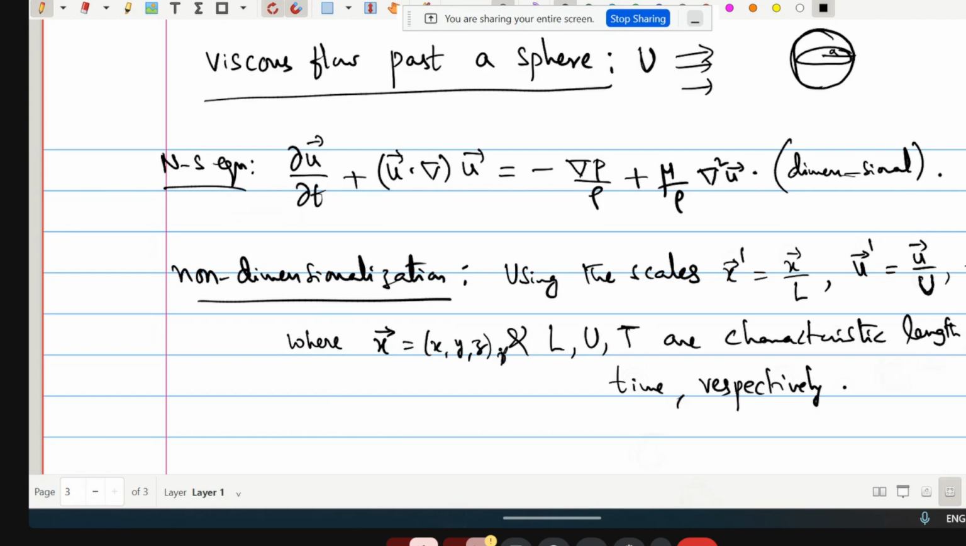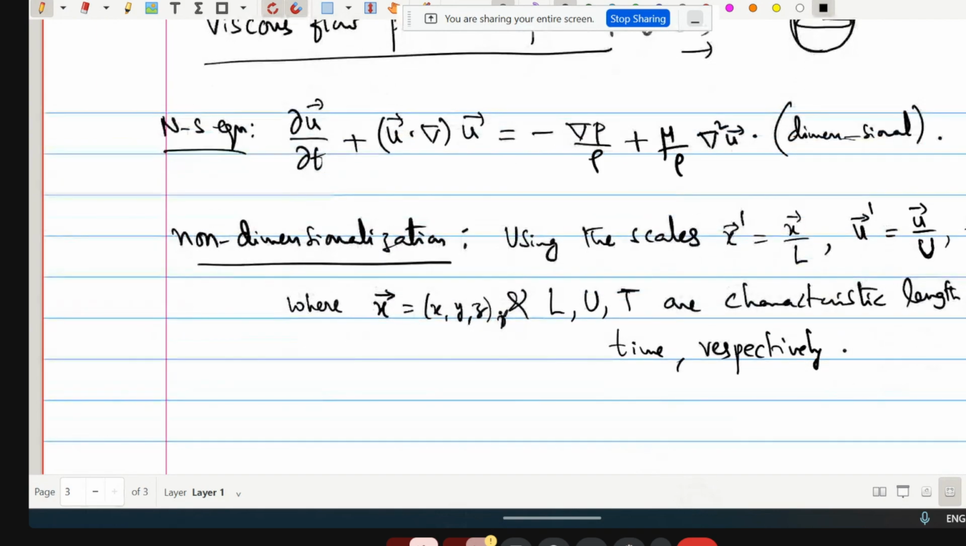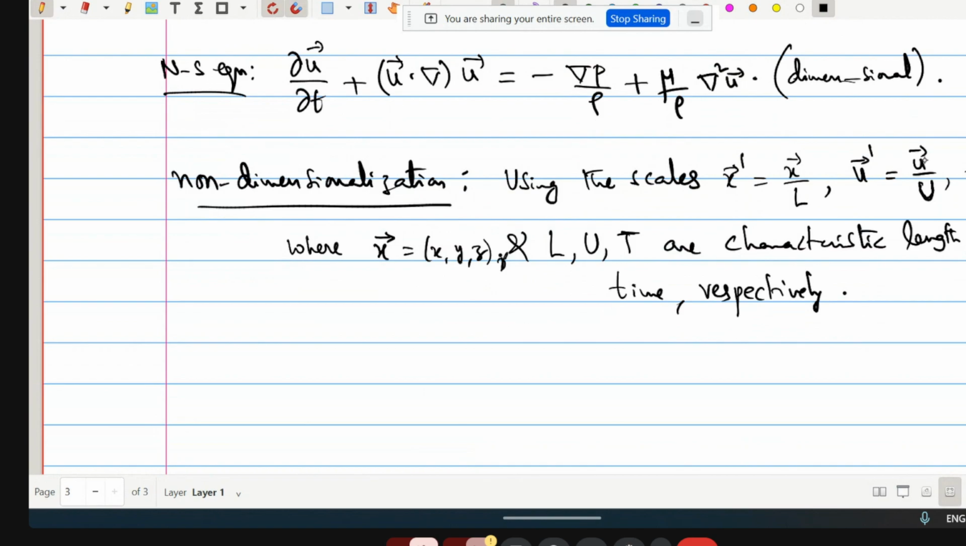Any question up to here? No, sir. Now try to use these scales. You see them as a transformation and put them back into the equation. So u bar is actually U into u dash, so you try to make it u dash bar.